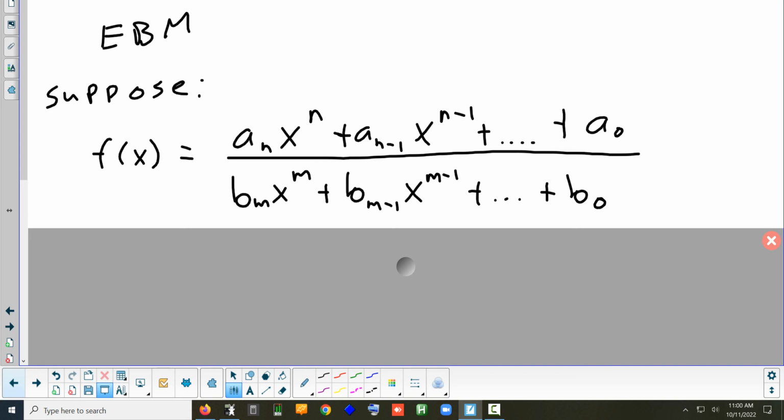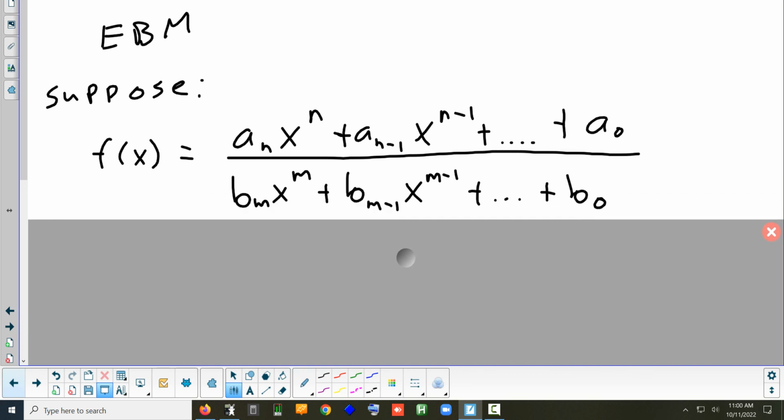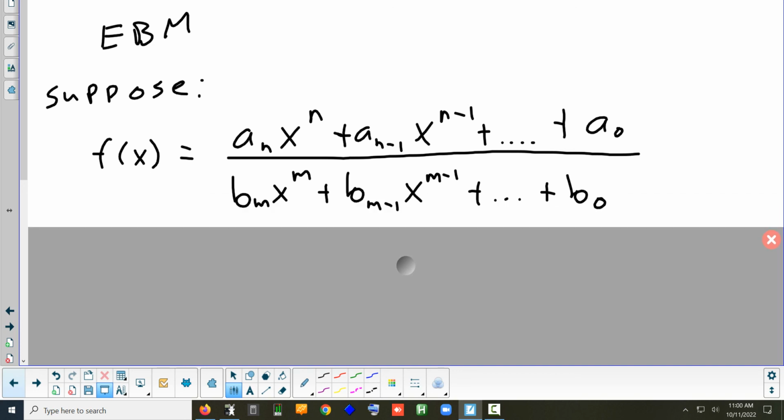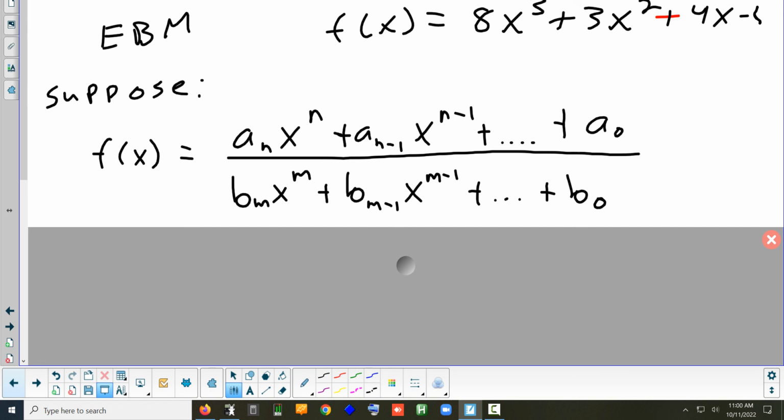Yep, end behavior model. And when we looked at it in chapter 3, we didn't even look at it as a fraction. We just looked at f of x equals 8x cubed, something like that. The end behavior model is the term in that polynomial that controls what the ends of the function are going to do.